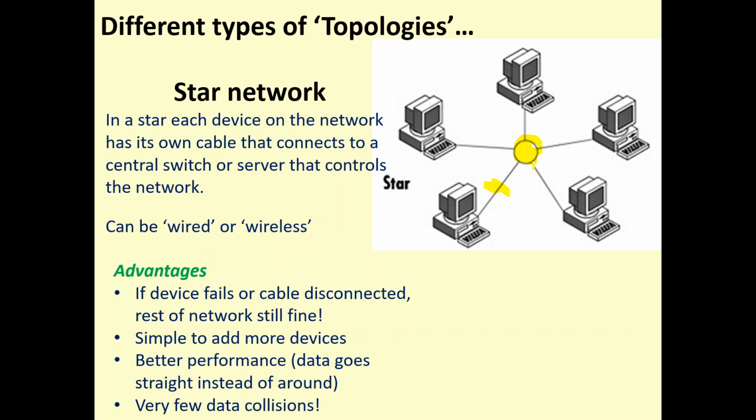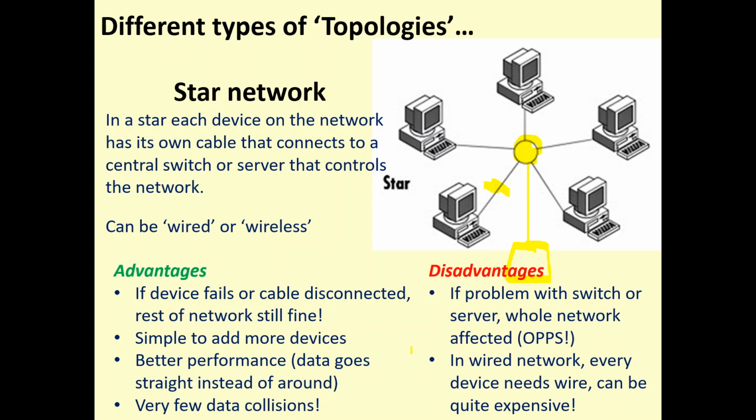And it's really simple to add more devices. I could simply put a new cable in and a new PC in there. Data goes straight to the source instead of around, so it's better performance. And there are very few data collisions because the data goes direct to the location where it needs to go. However, if the central switch in the middle breaks, the whole network would be affected.